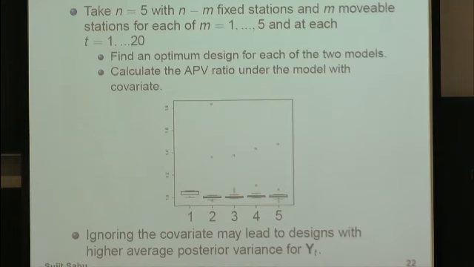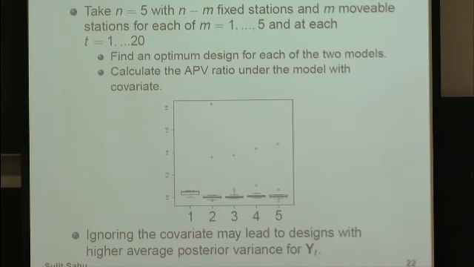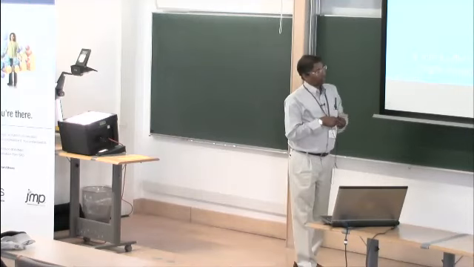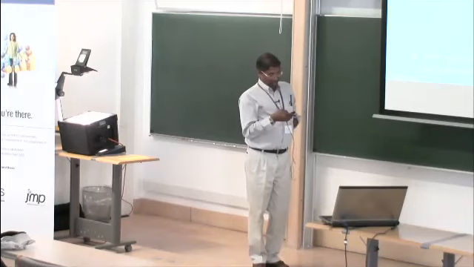So, you can see most of these APV ratios are bigger than 1, with some extreme values, like some APV ratios that are very high at times. What happens is that the other design takes an excursion, or it doesn't sample the locations well in the presence of covariates. We had a picture about that, but we are just summarizing the results. So basically the message from here is that ignoring the covariate may lead to designs with higher average posterior variance for YT.